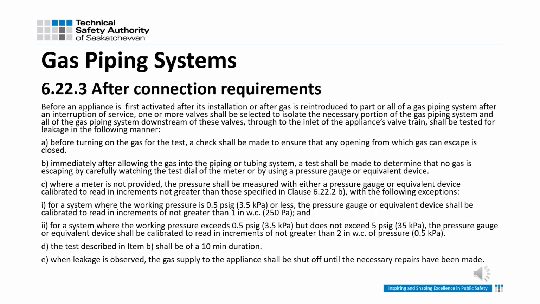6.22.3 After connection requirements. After a successful pneumatic test, final connections have been completed and the air has been purged from the system. At this point, a dial test shall be completed by watching the dial on the meter or using a pressure gauge or equivalent device, if a meter is not provided, such as in a typical propane system. C gives the requirement for the gauge if a meter is not provided. D gives the duration of the test at 10 minutes. And E states that if a leak is detected, gas supply is shut off until the repairs have been made.